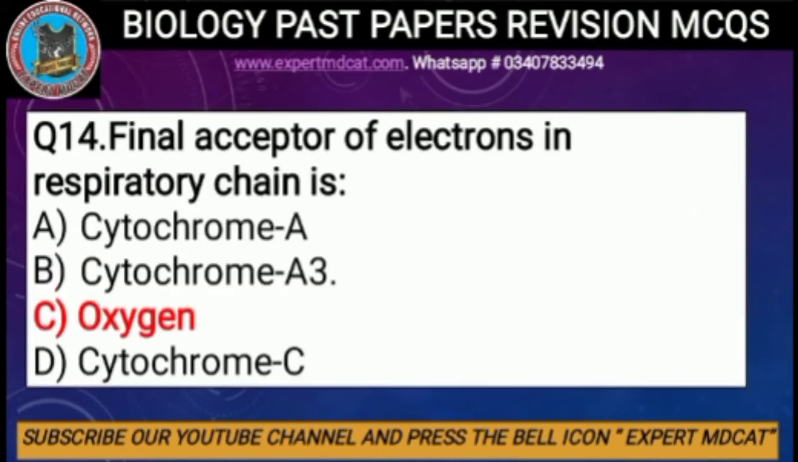Question number 14: the final acceptor of electrons in the respiratory chain is. It is the same as question number 8, and its correct option is C, that is oxygen.